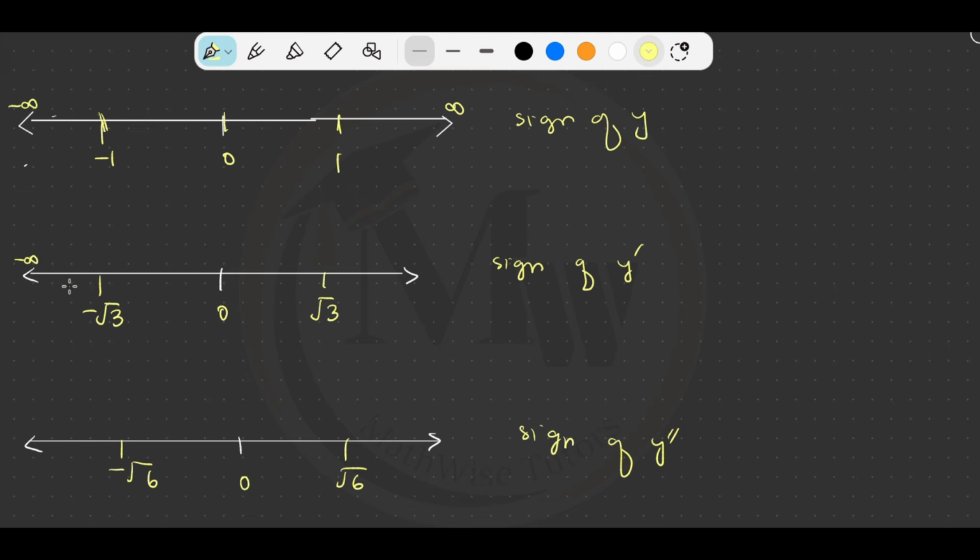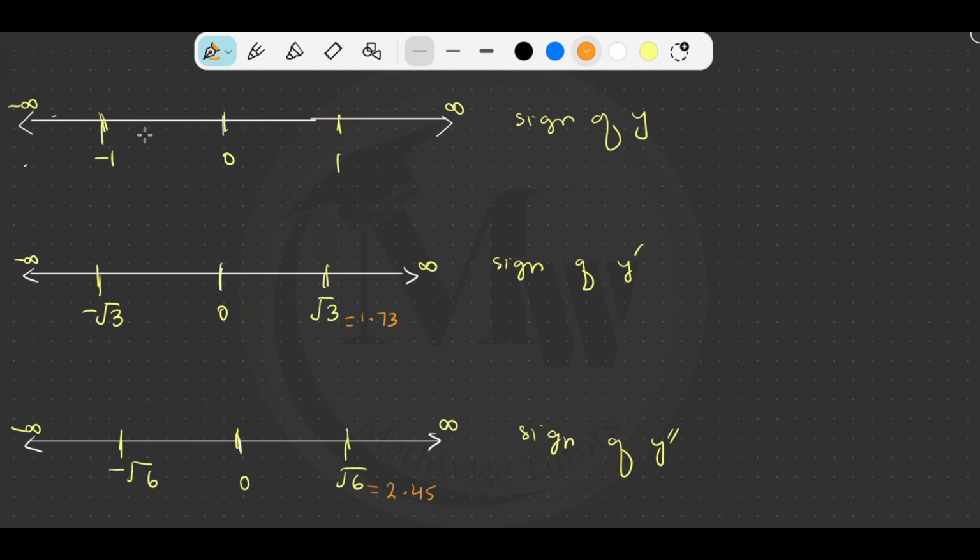Similarly, one interval is minus infinity to minus square root of 3, then minus square root of 3 to 0, then 0 to square root of 3, and then square root of 3 to infinity. So we take any point from each interval and put it into the first derivative and check what is the sign of the first derivative, positive or negative. Similarly, the intervals are minus infinity to minus square root of 6, then minus square root of 6 to 0, then 0 to square root of 6, and then square root of 6 to infinity. So we take a test point from each interval and put it into the second derivative and check how the function behaves by using these points.